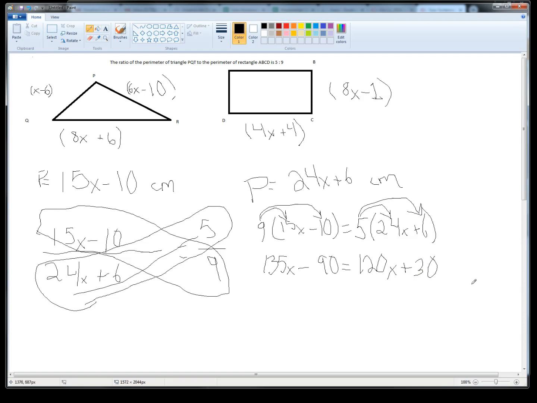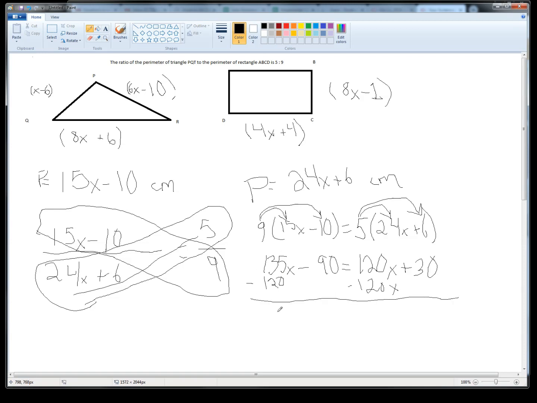Okay, what now? Whenever I have an algebraic equation and I have x's on both sides, I want to get it so there's only x's on one side. I have 135x on the left. I have 120x on the right. I'm going to subtract 120x. Anything you do to the right, you have to do to the left. Anything you do to one side, you have to do to the other side. So I'm going to subtract it on both sides.